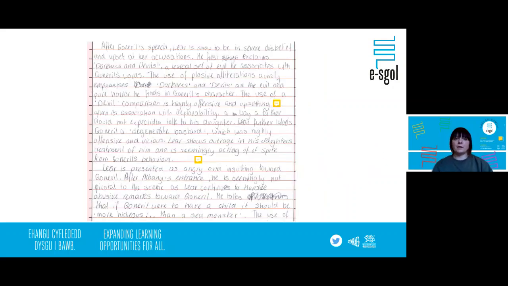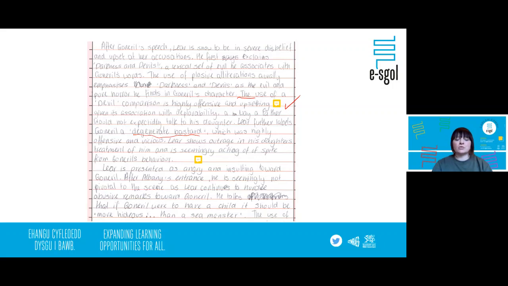Okay. After Goneril's speech, Lear is shown to be in severe disbelief and upset at her accusations, and then continues. But here, the use of a devil comparison is highly offensive and upsetting. Again, clear analysis of Shakespeare's language choices here, and then Lear further labels Goneril a degenerate bastard, which was highly offensive and vicious.